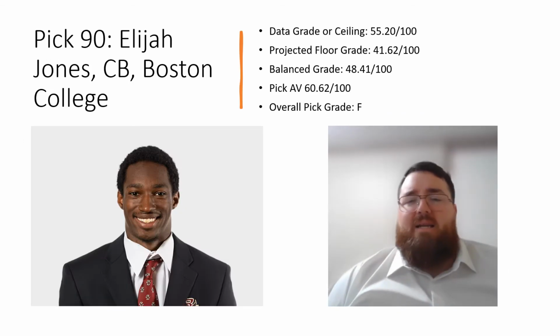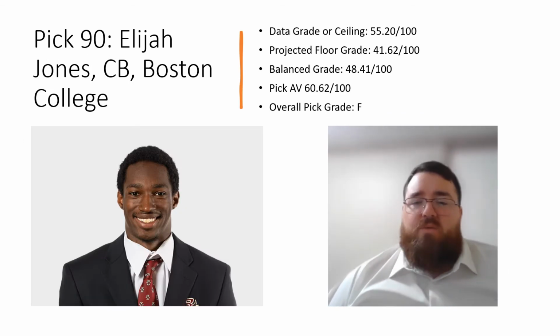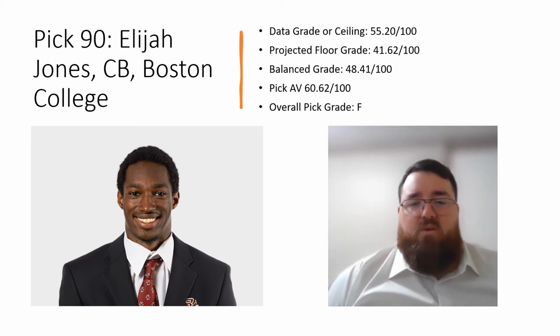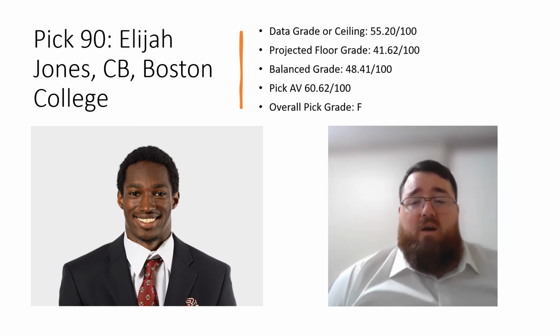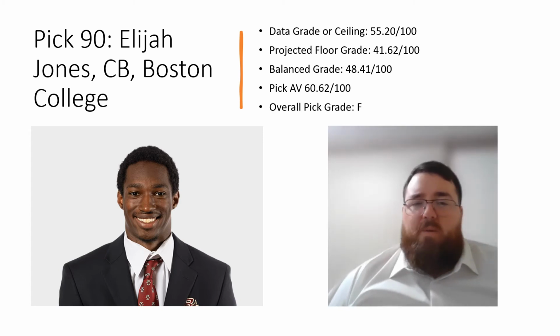Then, of course, we get to pick 90, which is Elijah Jones, cornerback out of Boston College. His data grade is 55.20 out of 100. The projected floor for cornerbacks that tested like him in his range of picks is 41.62. His balanced grade is 48.41, and his average AV is 60.62 out of 100. This overall pick grade would be an F. Most cornerbacks that tested like Elijah Jones just end up becoming backups.